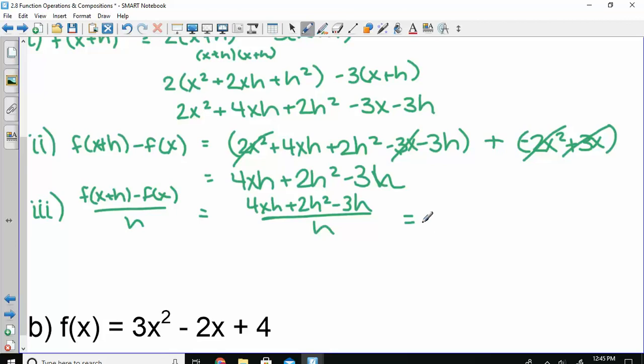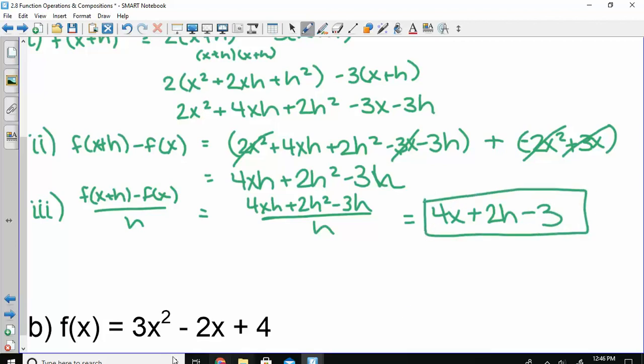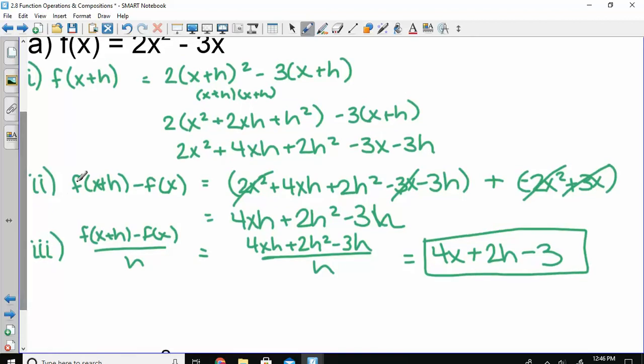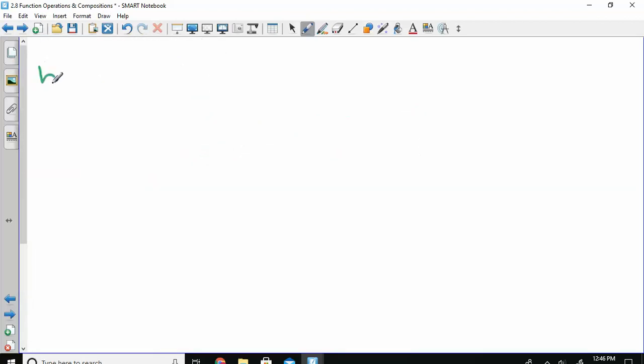If I divide each of those things on top by h, 4xh divided by h would just be 4x. 2h squared divided by h, 2h. Minus 3h divided by h is 3. Okay, so the work is a little bit ugly, but the final answer should come out to be fairly decent. Want to do another one? I want to do this one.